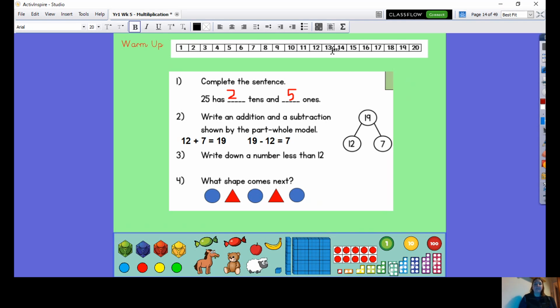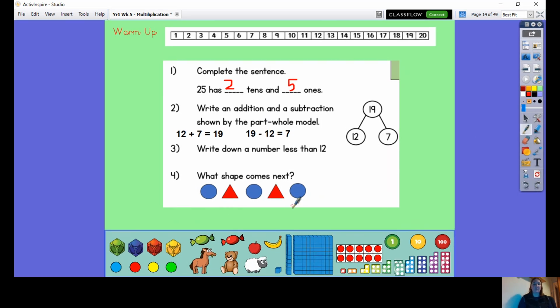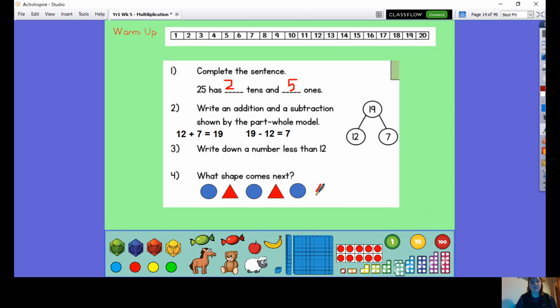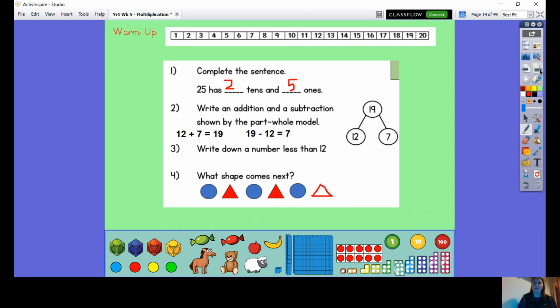Okay, write down a number less than 12. So if I use my number track here, there's 12. So I could have chosen any number from 11 all the way down to 1 or even 0. Okay. And then what shape comes next? So I'm going to show my brilliant drawing. So we've got circle, triangle, circle, triangle, circle, triangle. Okay, fantastic. I'm sure you did really well with that.